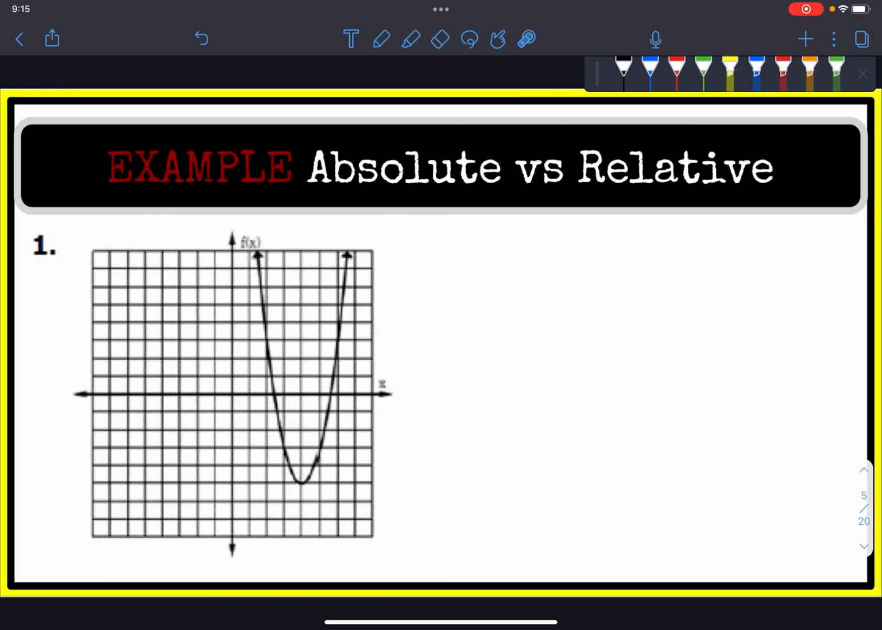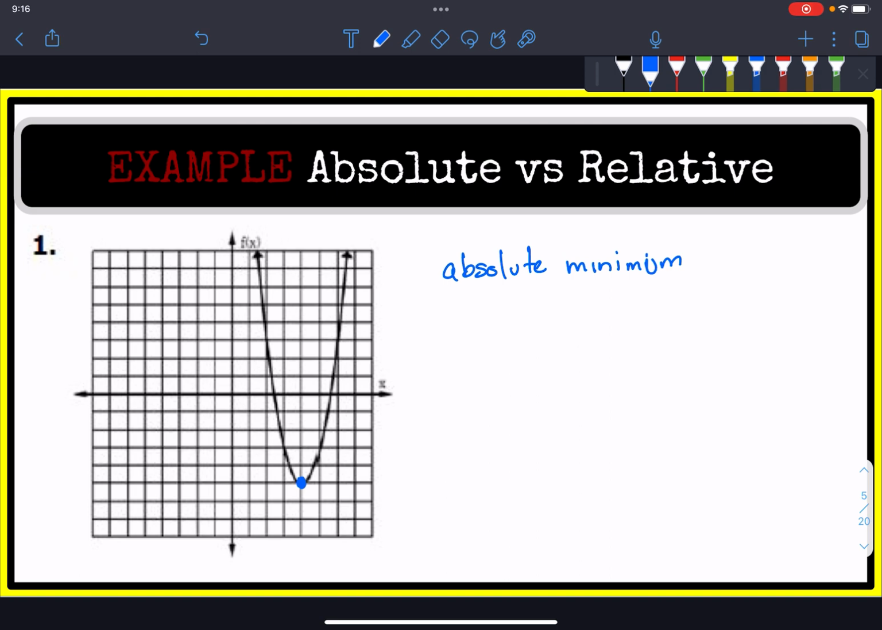The famous quadratic function, or parabola. As you see in this graph, we do have a critical point because the graph changes direction, and that critical point is classified as an absolute minimum because there is no other minimum point lower than that.